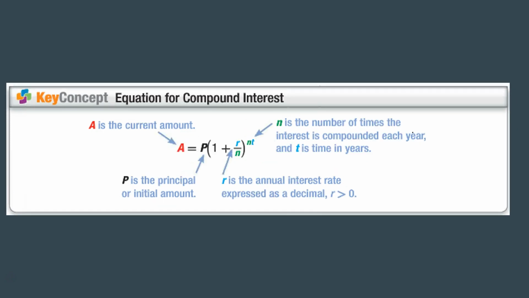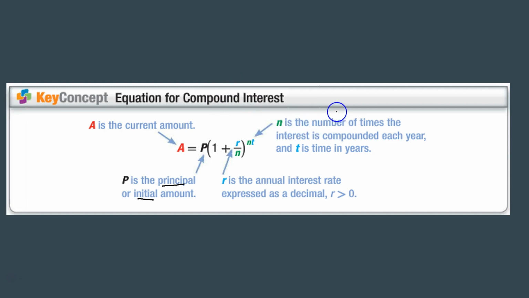Then we have equation for compound interest. A is equal to P times (1 plus R divided by N) to the power of T. A is the current amount, so your starting amount. P is the principal or initial amount. It can be said both ways, so be careful with that. And N is the number of times interest is compounded each year.